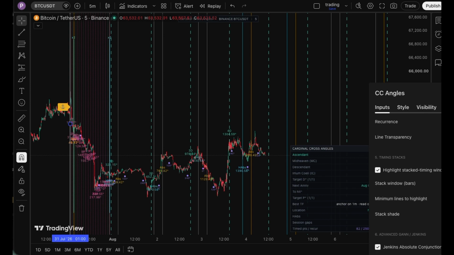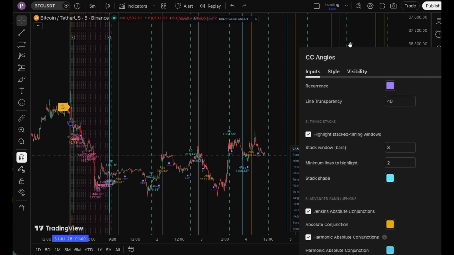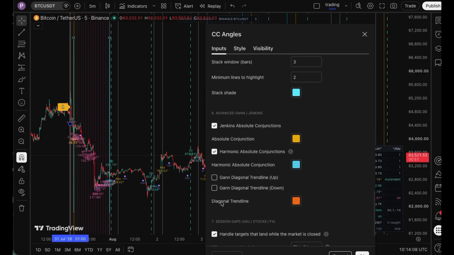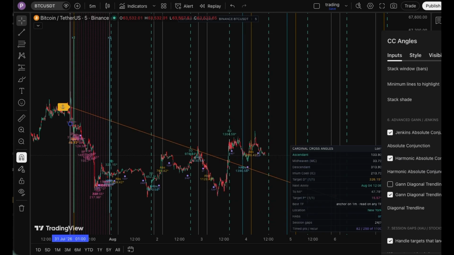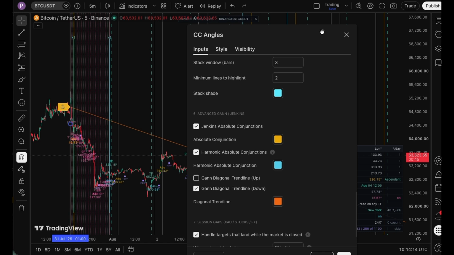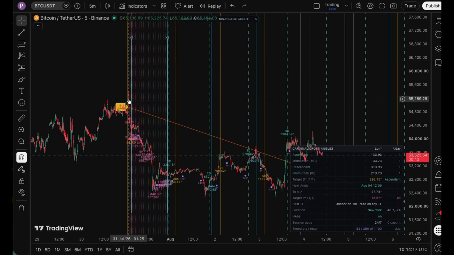Harmonic absolute conjunctions are the same alignment event, but calculated using finer, subdivided fractions of those initial price and time coordinates. We can also add smart Gann trend lines to help our decision making when looking for long or short entries.